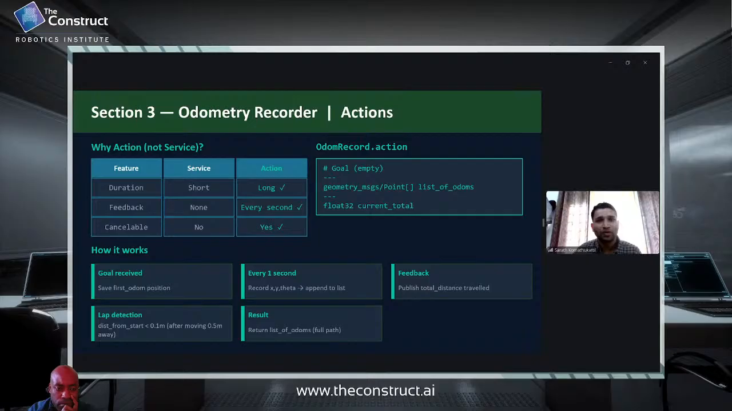And this was the odom action that was used as the objective. The goal was empty, and the result is a list of the items, like the positions and everything. How it works is it saves the first odom position, then records the x, y, and theta, and adds it to the list every single second. It also publishes the total distance it travels by calculating the distance. And for lap detection, when it completes one lap, the odom record action should be stopped.